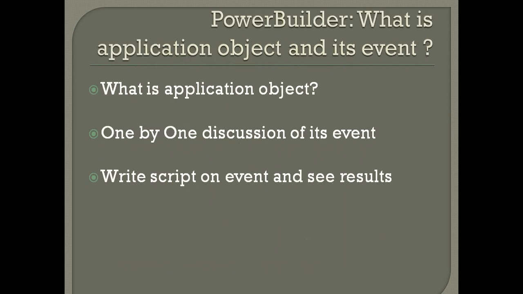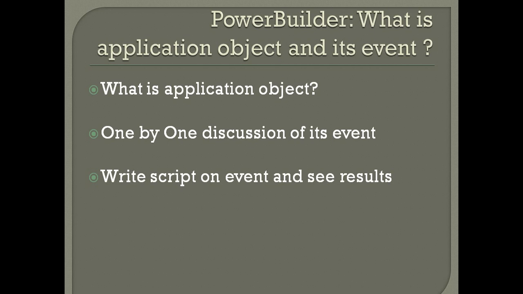In this video we discuss what the application object is, a one-by-one discussion of its events, and how to skip an event and see the result. It also covers basic debugging, and some more things we should know when we create any PowerBuilder application. You should get to the application object and write in the application object.